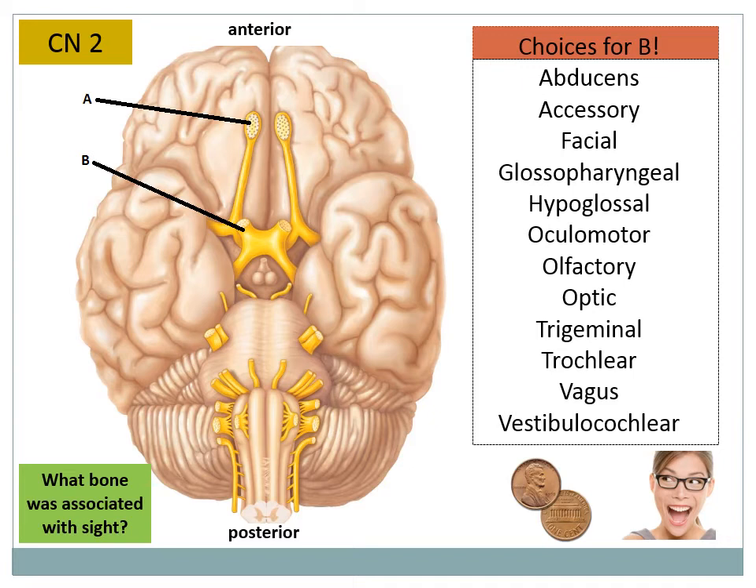We're now looking at cranial nerve number 2. Cranial nerve number 2 is for the sense of sight. So I want you to look at your choices for B and determine what you think our sense of sight would be.